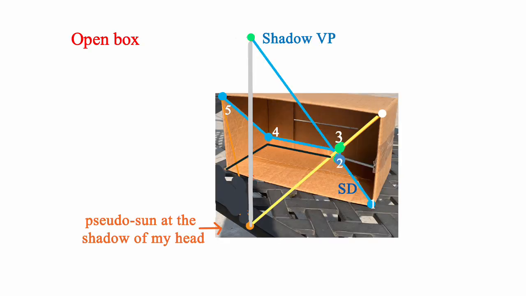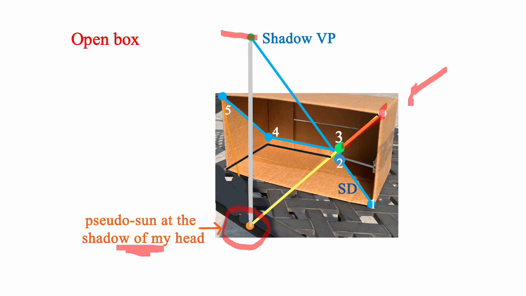This is front lighting, so the pseudo-sun is superimposed on the shadow of my head where my eyes are, and the shadow vanishing point is on the horizon. So the light comes down from behind our right shoulder. It hits this corner and then goes to number 3.